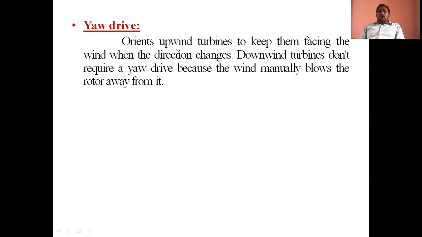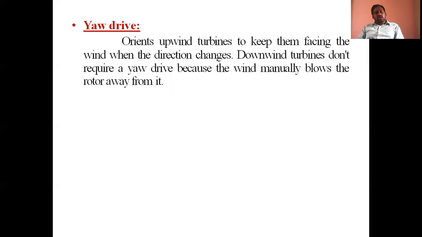That's why it orients upwind turbines. Orientation is rotation to keep them facing the wind when the direction changes. Downwind turbines do not require a yaw drive because the wind naturally blows the rotor away from it. The yaw drive is only for upwind turbines, for orientation of upwind turbines. That means this yaw drive can initially drive the blades of the rotor system, the blades of the wind turbine. That's why we use the yaw drive.